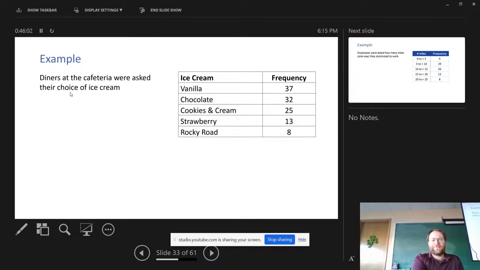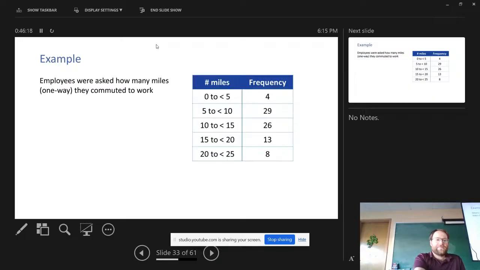So an example here, diners at the cafeteria were asked their choice of ice cream. And they got these results. Or employees were asked how many miles one way they commuted to work. 4 people had a one-way trip from 0 to 5 miles, not inclusive. 29 would have been from 5 to 10, 26 from 10 to 15, and so on.